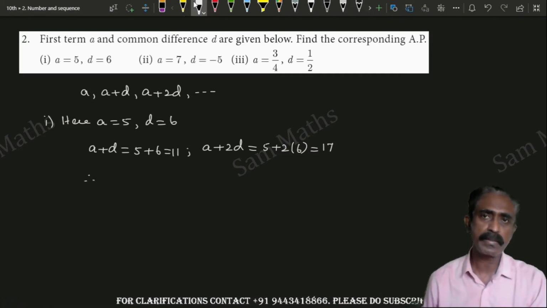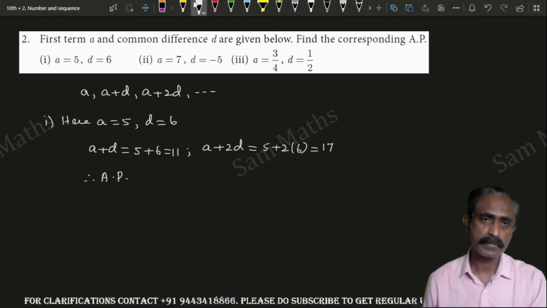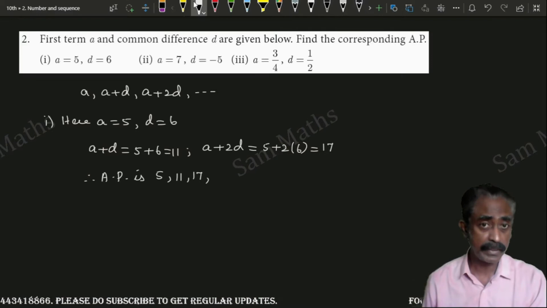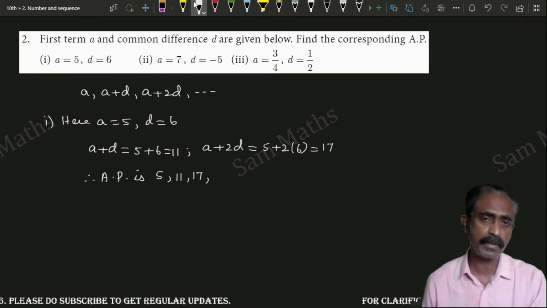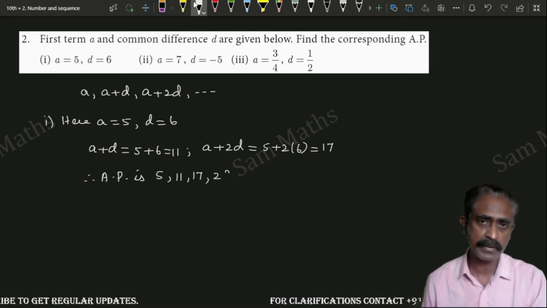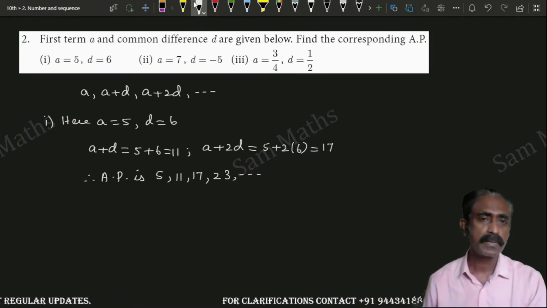Therefore, we are getting AP is first term 5, second term 11, third term 17. If you want, you can find the fourth term also. Just you add D to the third term. 17 plus 6, that is 23, and so on.